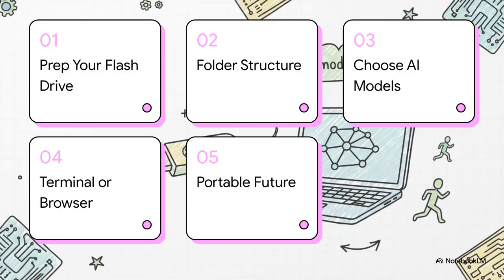So here is our game plan. First, we'll prep the physical drive. Then, we're going to nail down the folder structure. Third, we'll pick out your AI models. After that, we'll choose between a terminal or a browser workflow. And finally, we'll look at why this portable future is such a big deal.